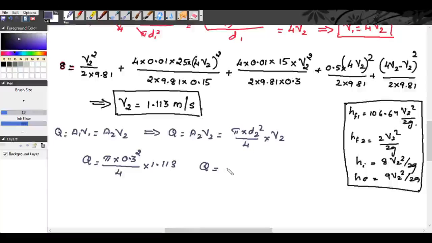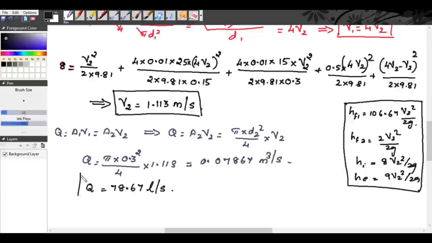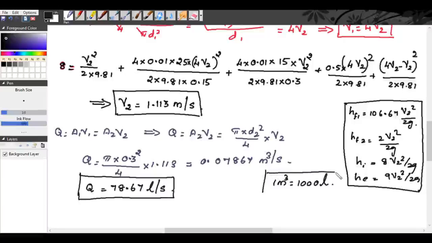We get Q is equal to 0.07867 meter cube per second. So, from which we can write Q, multiplying by 1000 in order to get liters per second, as 78.67 liters per second. Because 1 meter cube is equal to 1000 liters. So, in order to convert meter cube to liters, you multiply it by 1000.